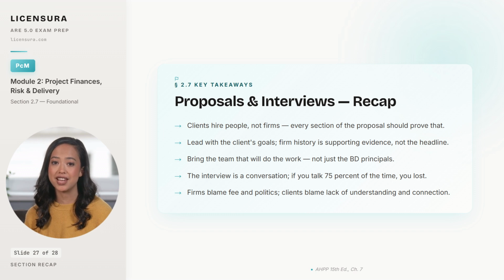First, clients hire people, not firms, and the entire proposal and interview process exists to demonstrate that the specific people in the room are the right ones for this specific project. Second, lead with the client's goals. Your firm history is supporting evidence, not the opening paragraph. Third, the team you put in the interview room should be the team that will actually do the work, because clients can detect the bait and switch immediately and it costs you the project.